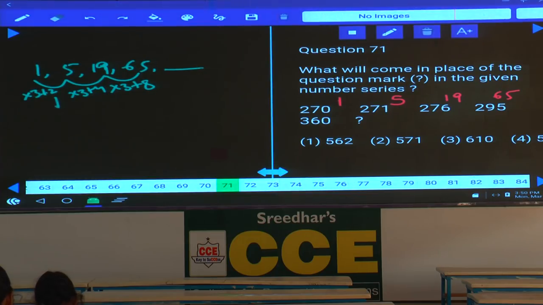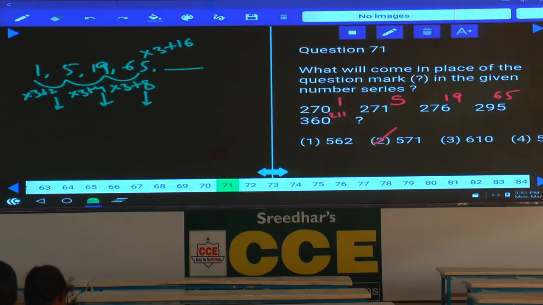Now check out this, into 2, 4, 8 and the next one must be into 3 plus how much? 2, 4, 8, 16. 65 into 3 is how much? 195 plus 16 is how much? 211, isn't it? That means 211 should be added. If you add 211 to this 360, the answer will be 571. 571, that is given in choice 2.